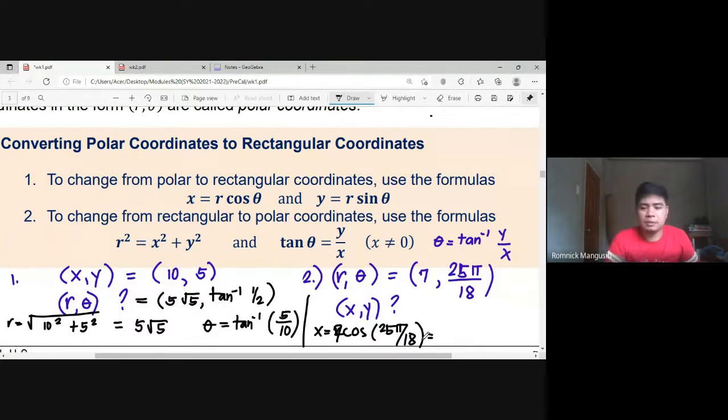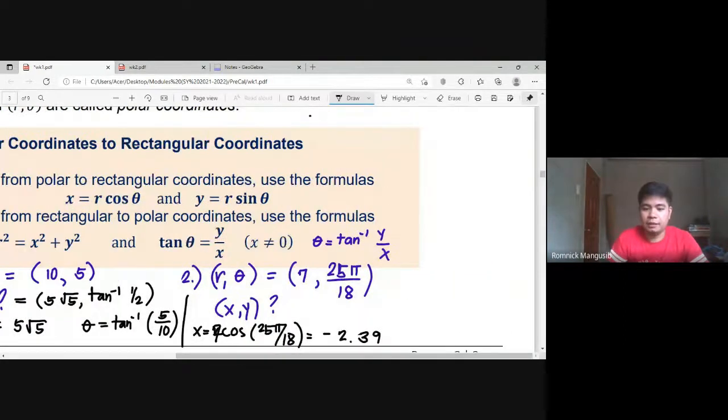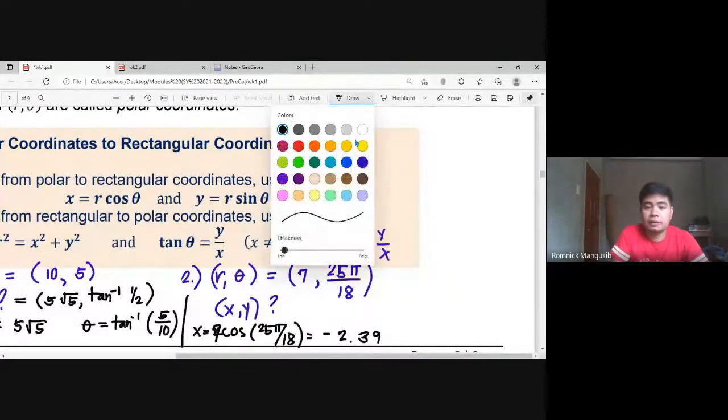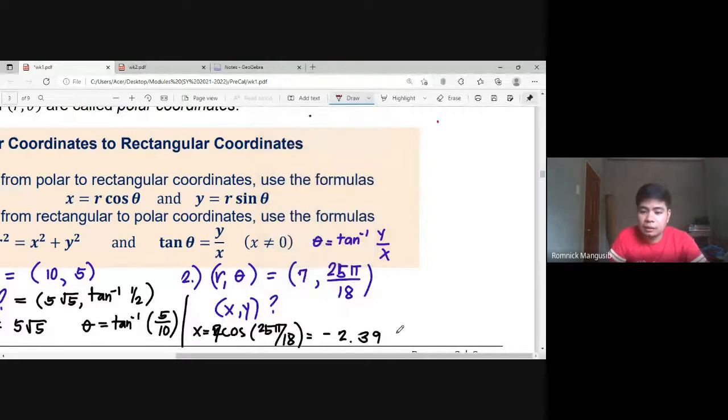And we can approximate that. So 7 times cosine 25 pi over 18 is approximately negative 2.39. That is for x. And what about for y? I'll explain later why it is negative, sir.